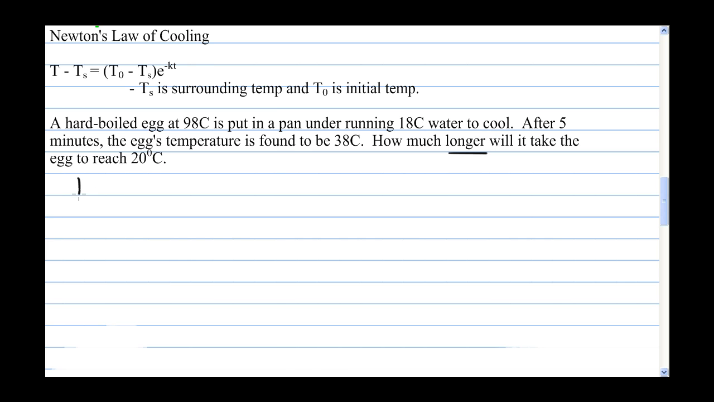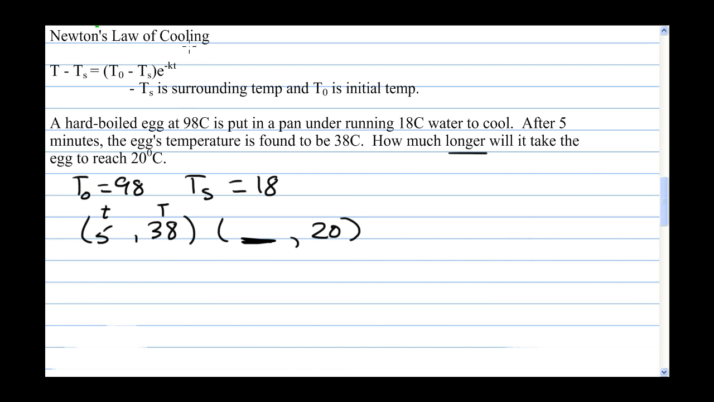So hard-boiled egg. So the initial temperature equals 98. The surrounding temperature is the running water that we're putting the egg under. That equals 18. We have this point, and the points are the little t, the time, comma, the temperature of the object. So after 5 minutes, the temperature is found to be 38, and we want to know how long it will take to reach 20 degrees. So we have some missing values here. We really have to find the k, and then we can actually solve the problem. So to find the k, we're going to use this point right here.